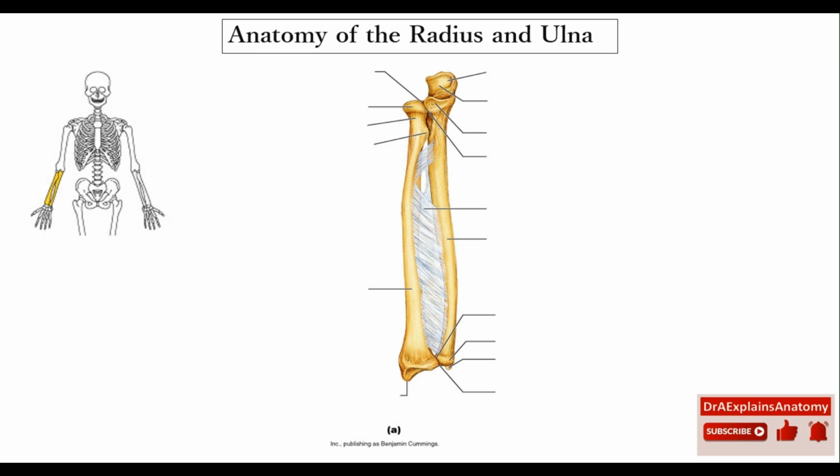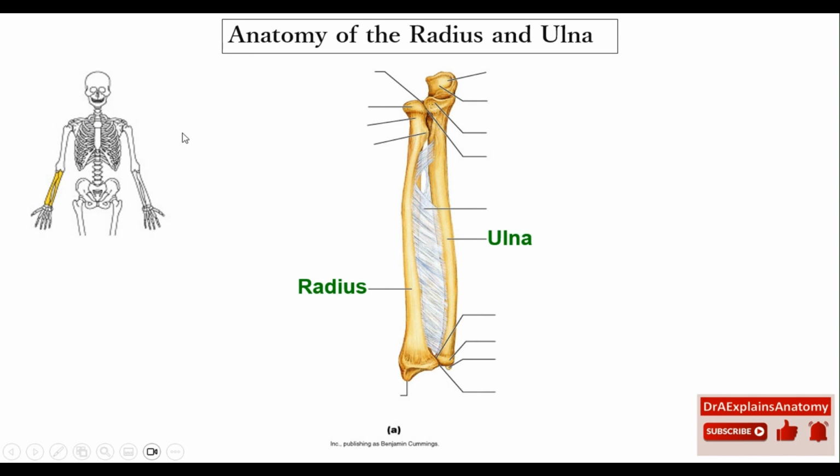Hello everyone. Let's label together the structures on the radius and the ulna. The radius and the ulna are the two bones in the forearm. The ulna, this is the ulna, is the medial bone, and the radius is the lateral bone when the body is in the anatomical position.